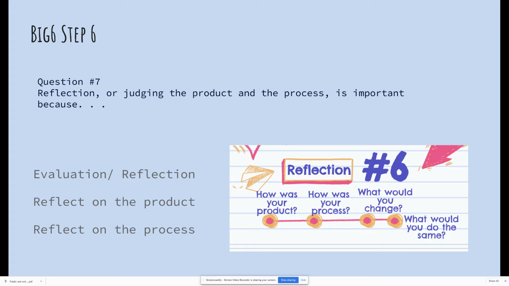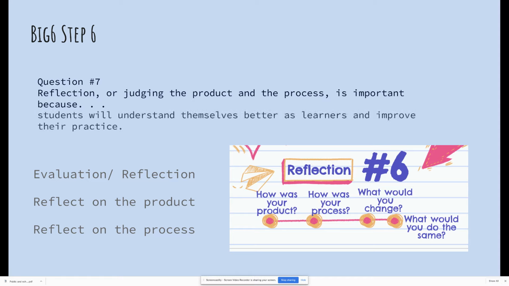Big Six, step number 6. Question number 7 relates to this one. Reflection or judging the product and the process is important because students will understand themselves better as learners and improve their practice.